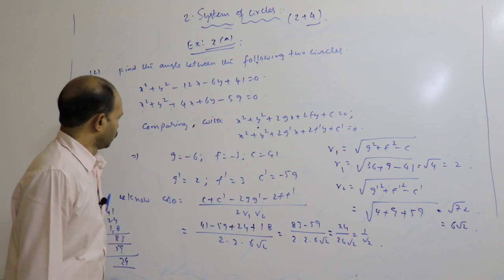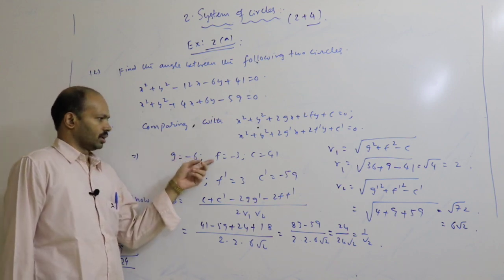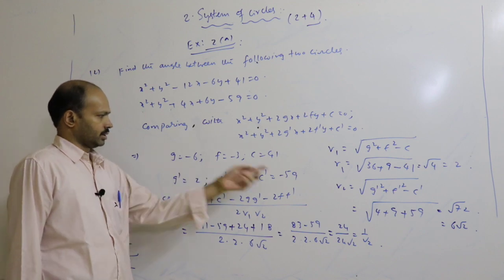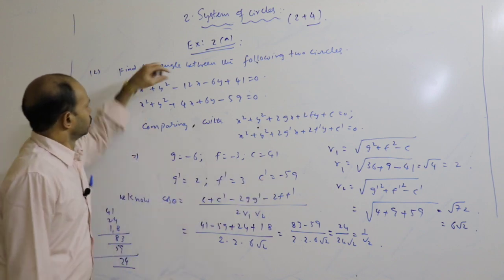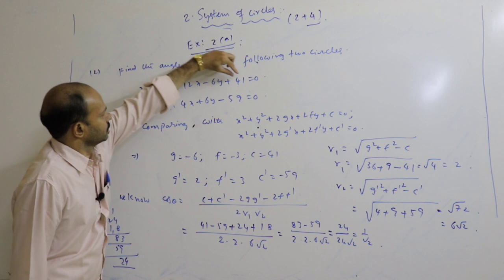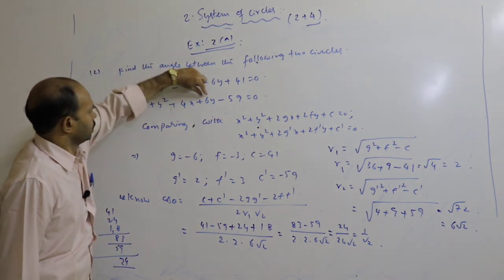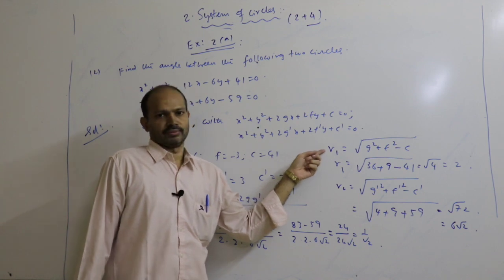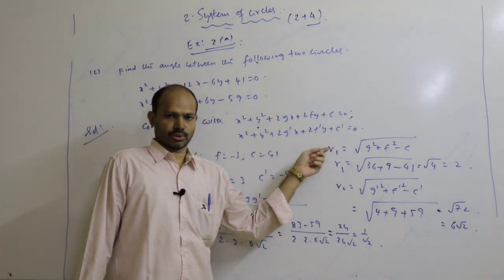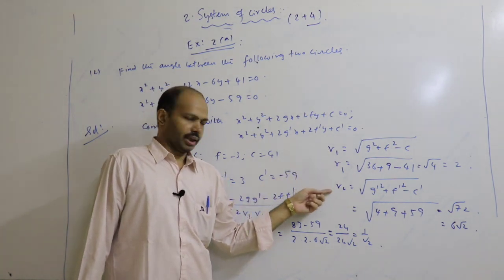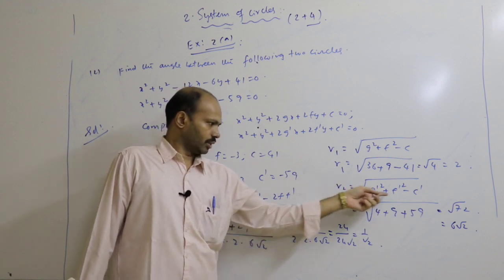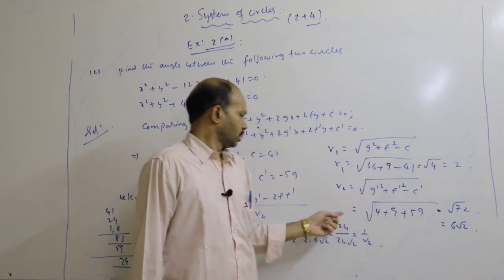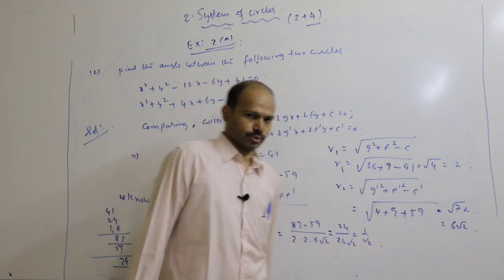What is g, f, c, and g dash, f dash, c dash? You know g, f, c, and g dash, f dash, c dash. And what is the formula of radius 1? Root of g square plus f square minus c. Radius 2 is root of g dash square plus f dash square minus c dash. Here R1 is equal to 2, R2 is equal to 6 root of 2.